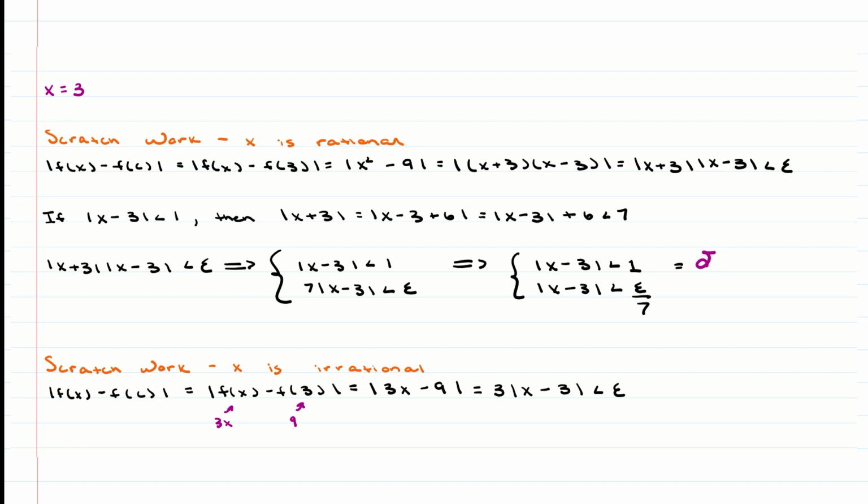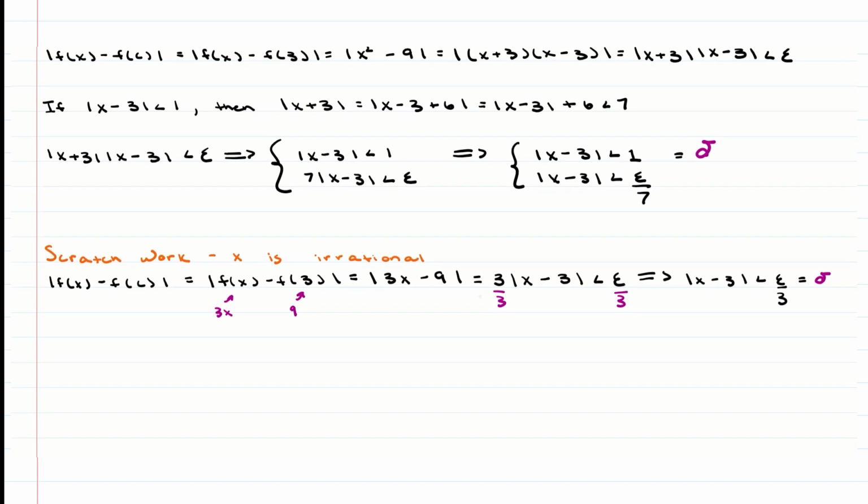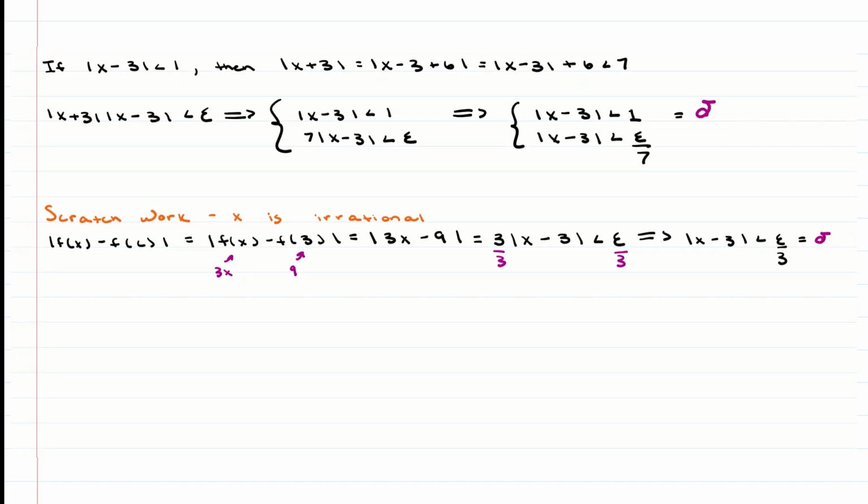Now, if 3 times the absolute value of x minus 3 is less than epsilon, then the absolute value of x minus 3 is less than epsilon over 3. And we did this by dividing both sides by 3. And epsilon over 3 is what I'll set delta equal to. So we'll combine the deltas that we found in each of our cases to get delta equals the minimum of epsilon over 7, 1, epsilon over 3. And now that we've finally identified our delta, we can start our formal proof.